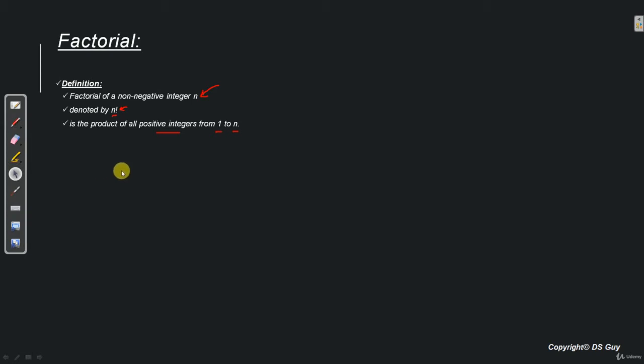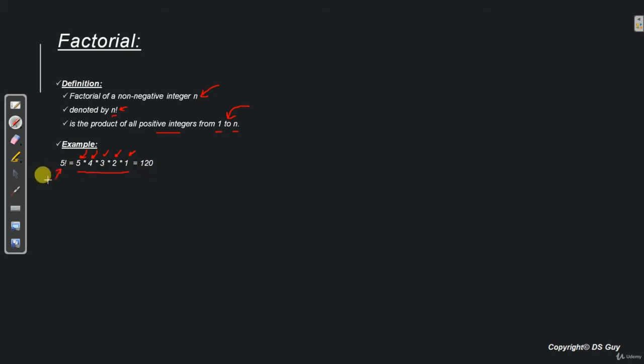Now let's see some examples of factorial. Let's say you want to find the factorial of 5. The answer is 5 into 4 into 3 into 2 into 1, that is 120. How did we get this? It is coming from counting that starts from 1 and goes on till n, and n is provided by the user, which is 5 in this case. So we start with 1, 2, 3, 4 and 5. We multiply all these numbers and we get 120.